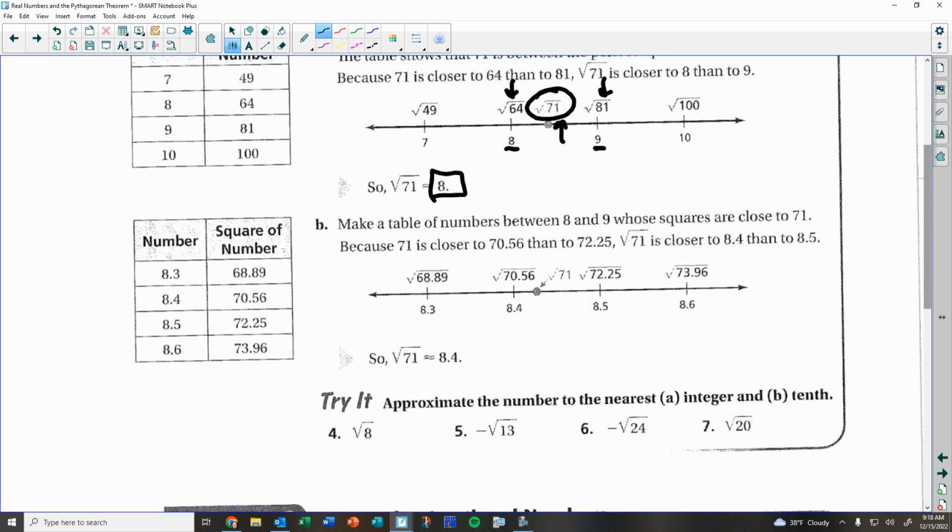So the two numbers in our, if 8.5 squared is 72.25 and 8.4 squared is 70.56, which number is the square root of 71 closer to? Is 71 closer to this number or this number? Yeah, it's closer to this number, right? So that's where they get the 8.4 from. It's closer to 8.4 than 8.5. And that's how we can use that to round.